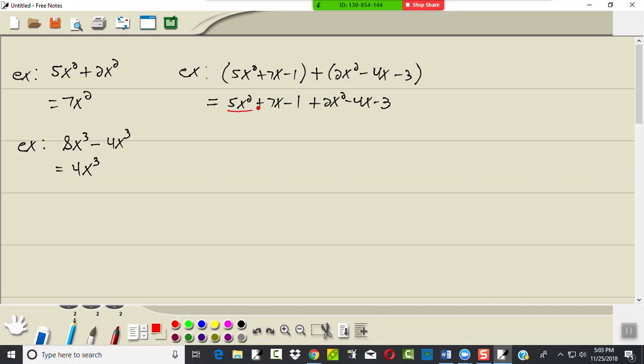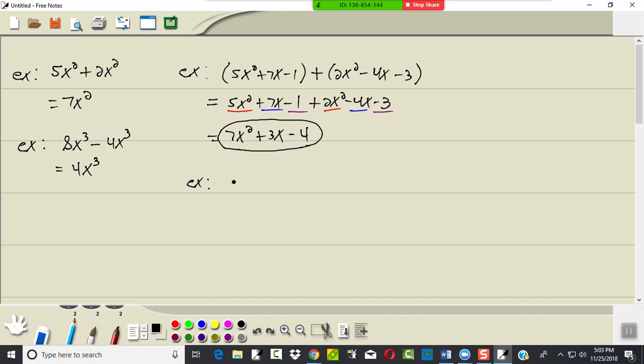Now to combine like terms, same variable, same power. Here's x squared, here's x squared. So 5 plus 2 is 7, so we've got 7x squared. Here's 7x minus 4x. 7 minus 4 is 3, so we've got 3x. And then we've got negative 1, negative 3, which gives us a negative 4. And that would be our answer.